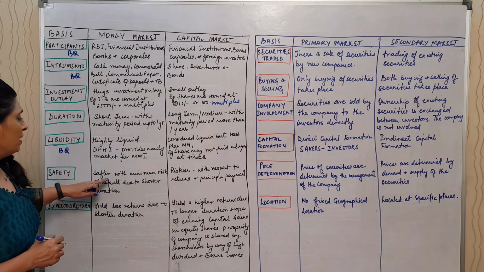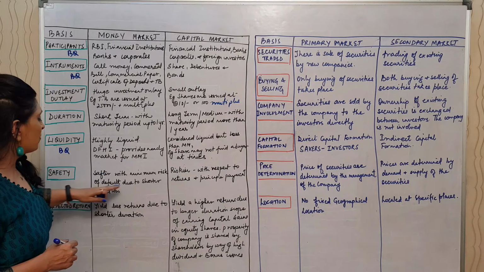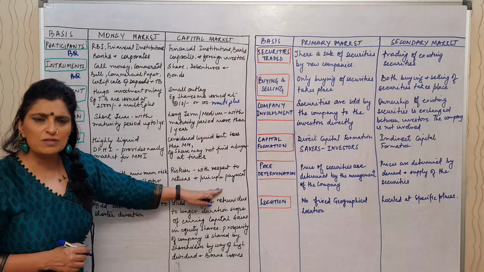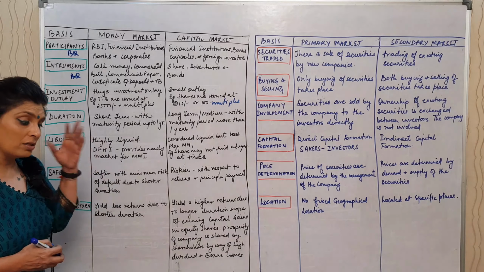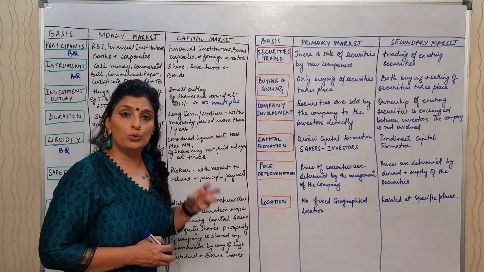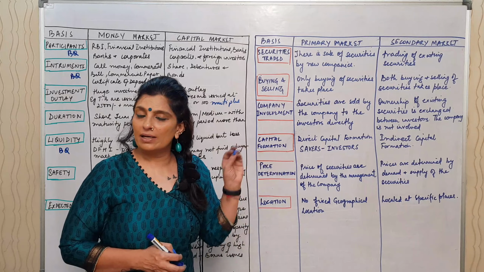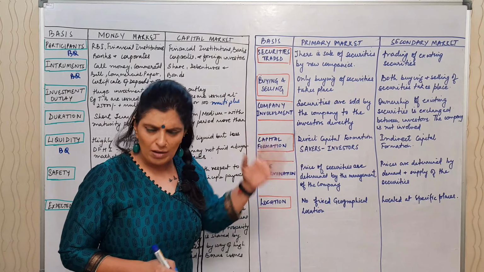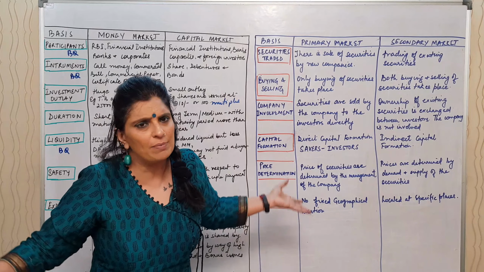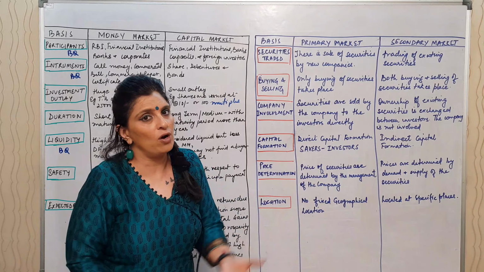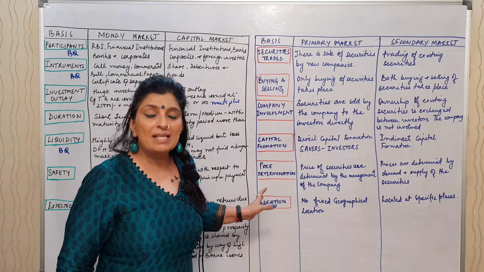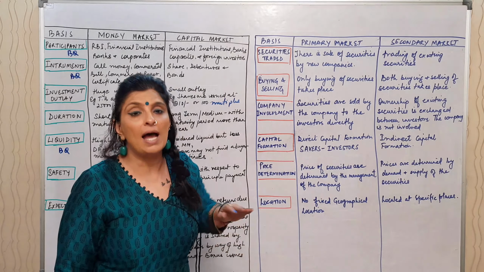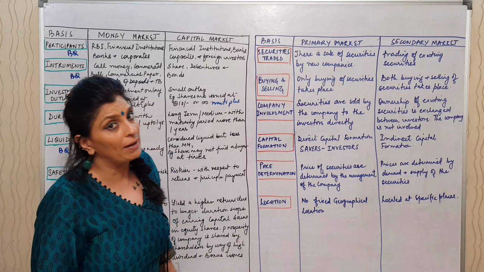Then safety. Money market is safer, with minimum risk of default due to shorter duration, and the capital market is riskier with respect to returns and repayment of principal. Sometimes your shares don't do well and the whole money goes into the pits. So at that time you have to be very well prepared. Of course, when you want to buy shares, that means you're ready to take risk, and if you're not ready to take risk, you buy debentures. But sometimes with shares you may not get enough returns, and you may not get your principal amount back also.